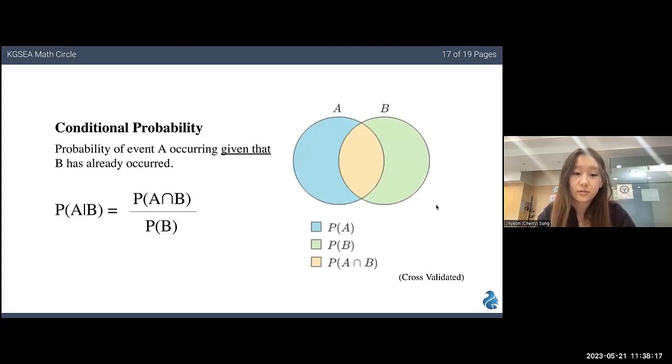Now I'll explain conditional probability, which is the probability of event A occurring given that B has already occurred. You can see the formula, and it's saying P(A and B) over P(B).